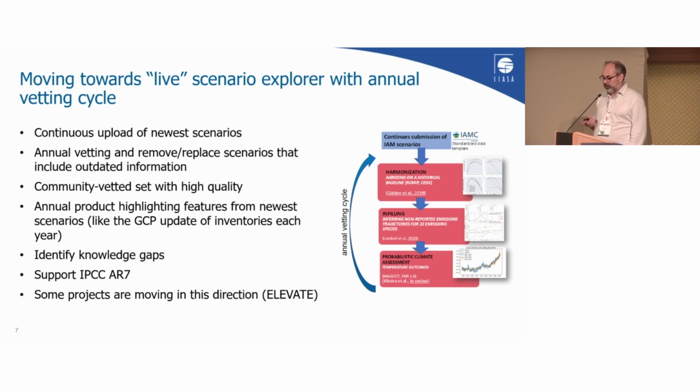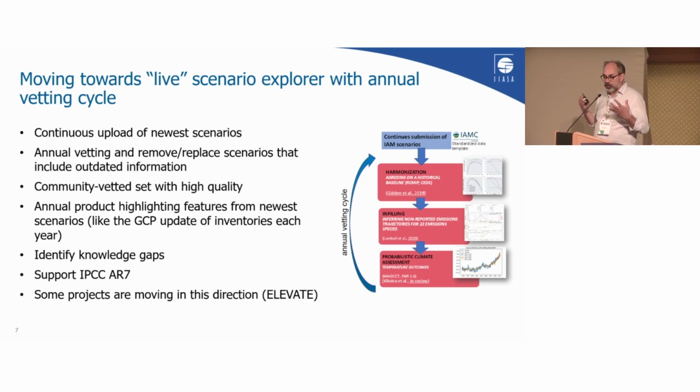That would assure that we have a set of high quality scenarios, and this could be a release very similar to what the inventory colleagues do. The Global Carbon Project does this every year and publishes the newest inventory and adds a year. Here what we could do is we could publish every year the newest vintage of the IAM scenarios, including a description of what are actually the features of the newest scenarios compared to the earlier ones.